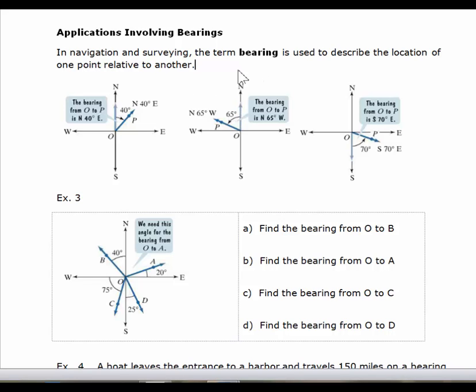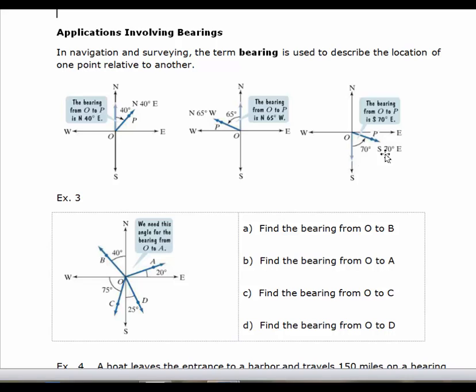In this next example, we have a north-south line. Our OP line segment makes a 65-degree angle with the north-south line. But this time the angle is towards the west, so it is north 65 degrees west.